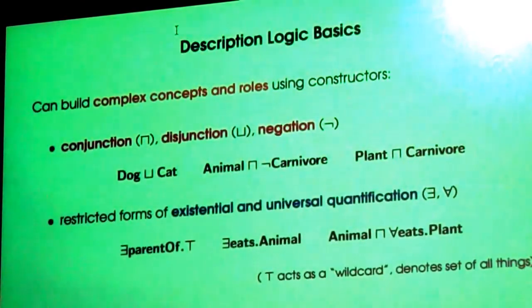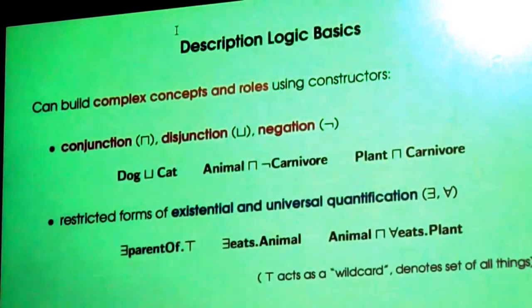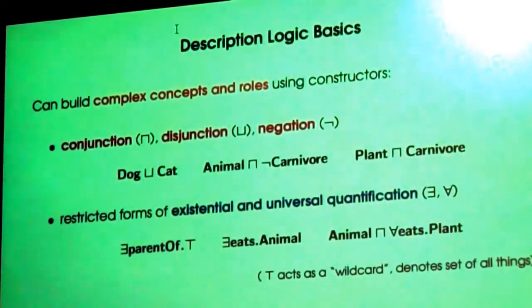Afterwards, we also have restricted forms of quantification. So this first one here denotes the class of all things that are the parent of something. Why something? Because I have this little top here, which is just a wildcard and gives me everything. So it's just a placeholder. Here I'm denoting all those things that are in the first component of the parent of relation. So basically parents, right? The second one denotes all those entities that eat something that is an animal. Third one here, all those animals such that everything that they eat is a plant. So if I start off at an entity and I look at everything that they're declared to eat, it must be a plant.